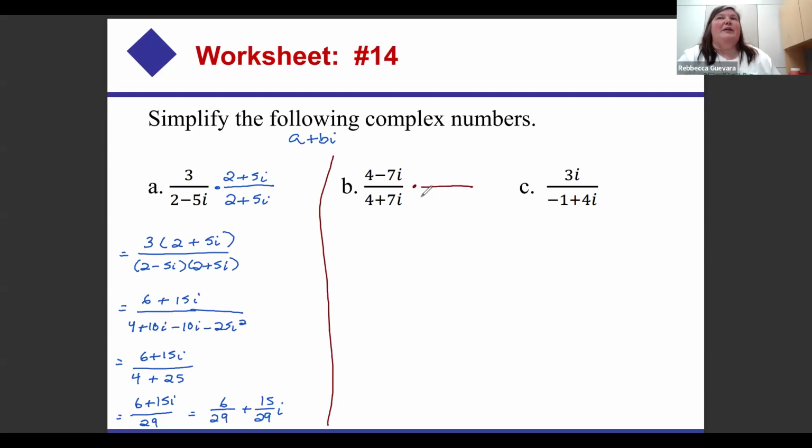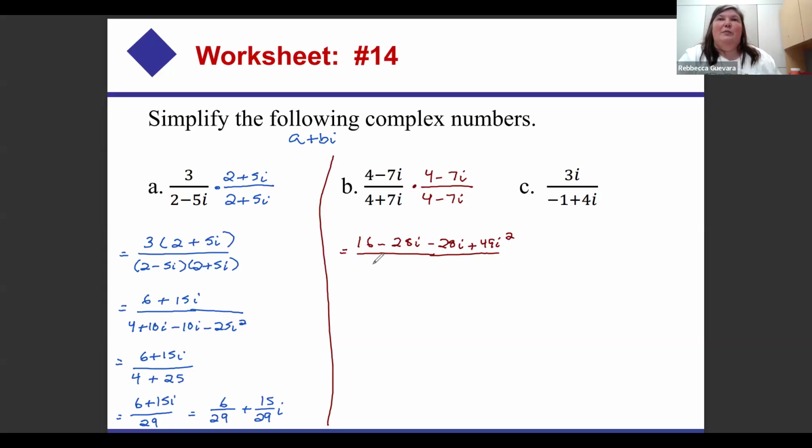So B is just a little silly because the top is the conjugate of the bottom. But remember, we're dividing, not multiplying. So what I'm going to do is multiply the conjugate of the bottom and the top. If I expand that, it's going to be 16 minus 28i. And then this would be a negative 28i again. Multiply these together, it's a positive 49i squared.